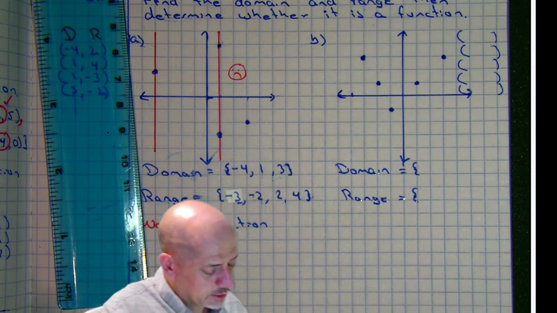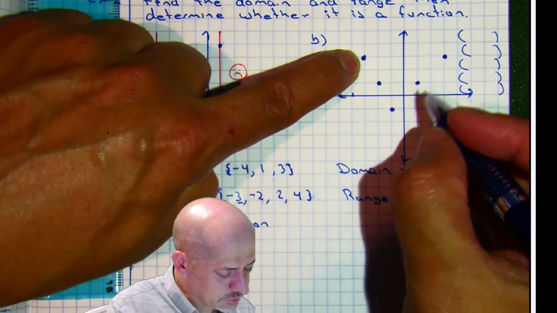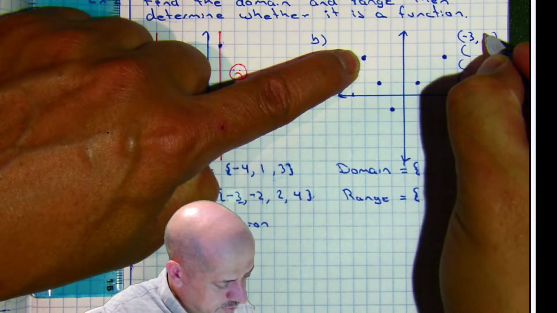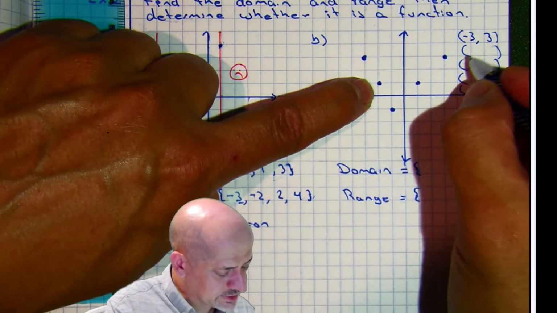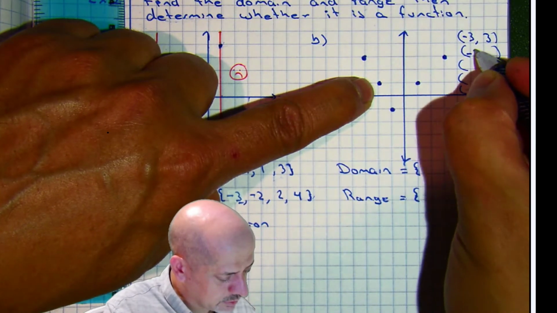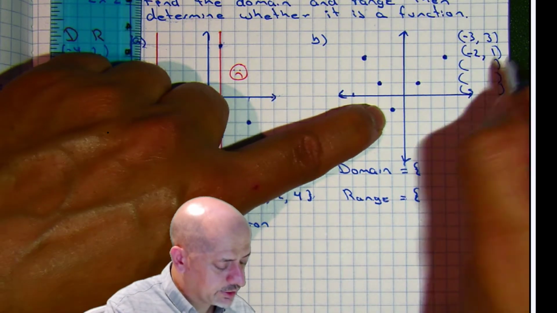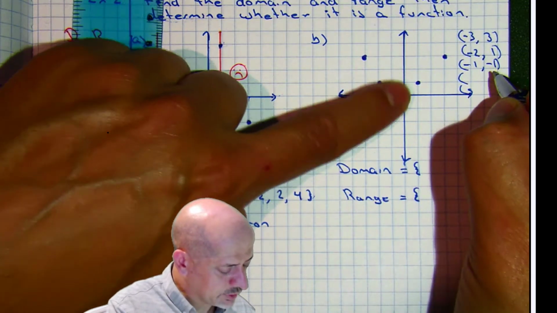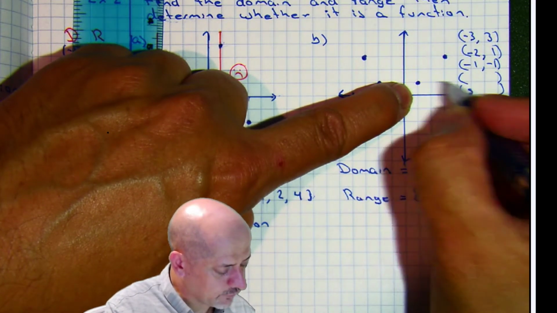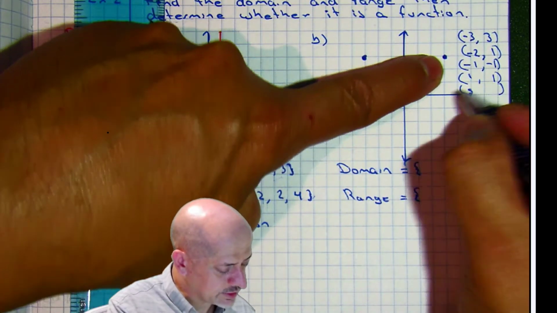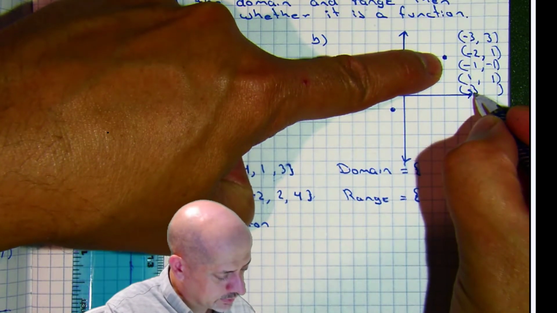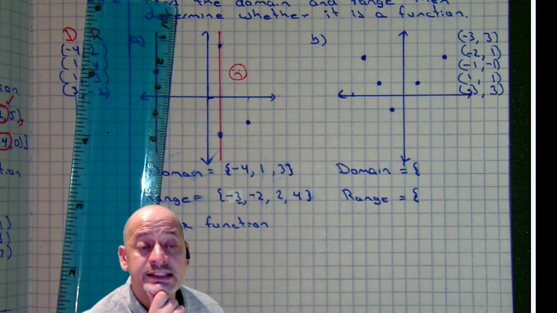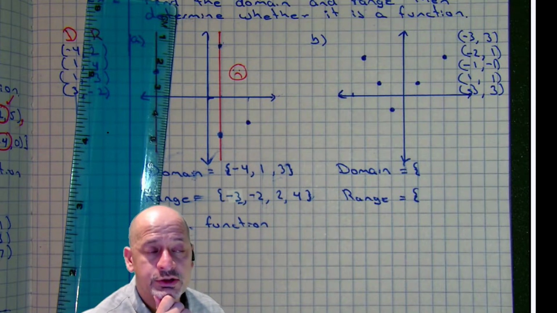So let's see, your domain. Your first point. This one is -3 and +3. This one here is -2 and +1. This one here is -1 and -1. This one here, your x value is 1, your y value is 1. And the last one is 3, 3. So I see a lot of 3s and a lot of 1s. But the question is, is this a function, yes or no?